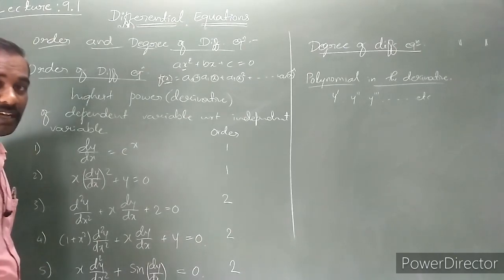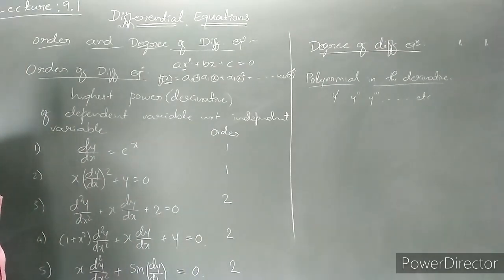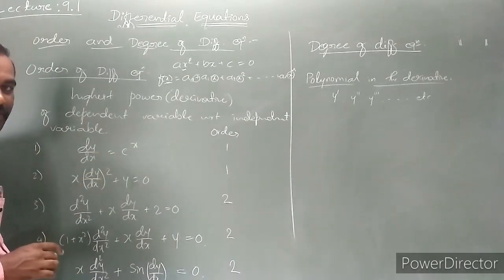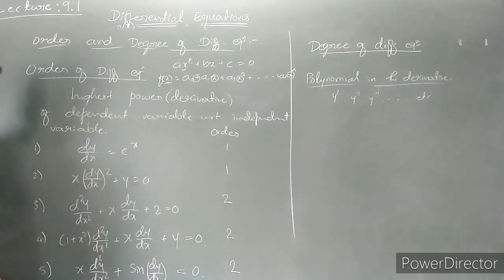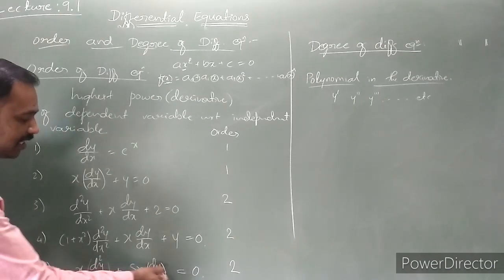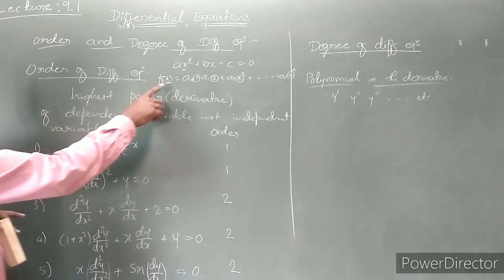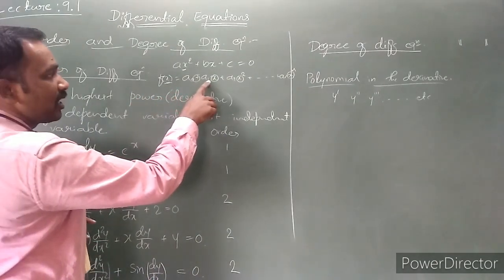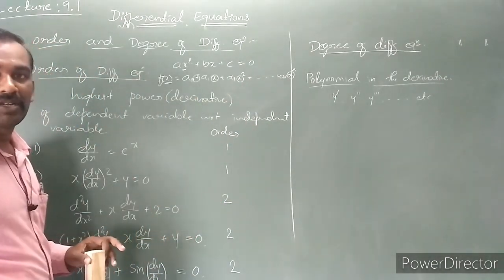This differential equation is not a polynomial in derivative. Have you got my point? The first four examples are polynomials in derivative. The fifth one is not a polynomial in derivative. What is the reason? Here the derivative is assumed as a variable, but the sine of that derivative is there. This does not become a polynomial, because polynomial means a0, a1, a2, a3, and so on, an are any real numbers, and x is the variable.